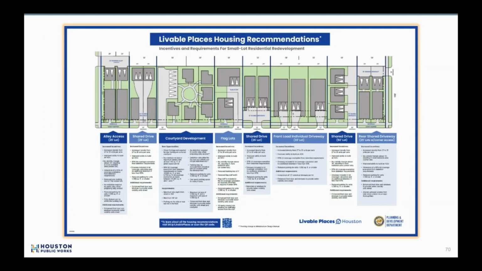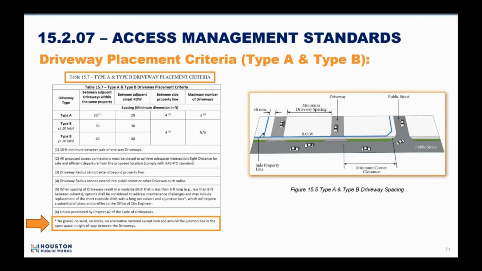This figure comes from Chapter 42, the livable places. Please visit it and read about it. There are different configurations where category B will be applicable for multi-units. This table also has been modified, so it's three variables that are changing. For type A, the distance from the right of way, if it's a corner lot, stays the same at 20, and the maximum number of driveways will be 2, the maximum for any single family home.